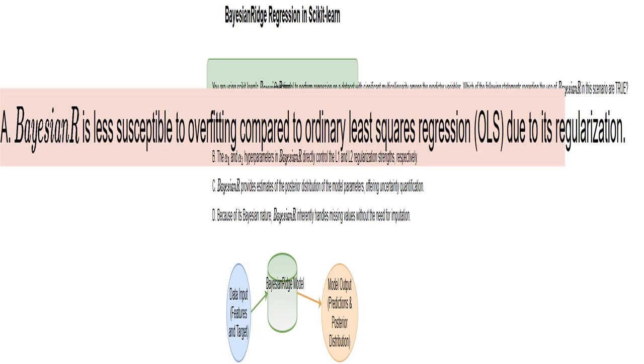Statement A claims that BayesianRidge regression is less prone to overfitting than ordinary least squares, OLS, because of regularization. I'll check if this is correct. Overfitting means the model performs great on training data, but poorly on new, unseen data.